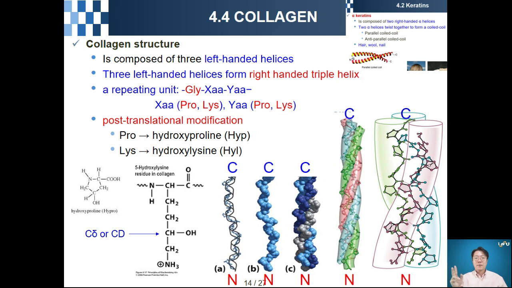So you have to think about what will be the effect of the post-translational modification in the collagen. Okay, so this is the collagen structure. The important thing is each subunit is a left-handed helix, but they will make a right-handed triple helix from three left-handed helices. Okay, and they have a repeating unit, glycine, XAA, and YAA.